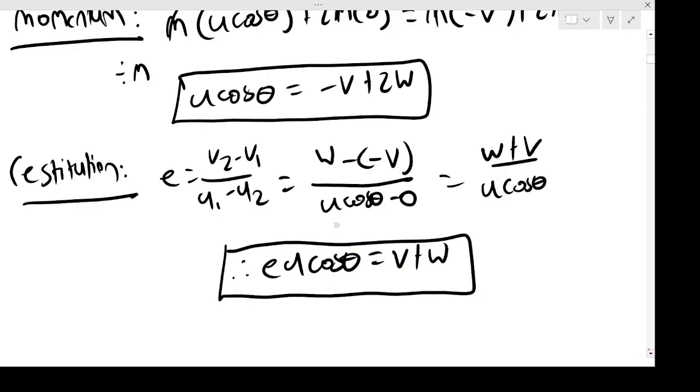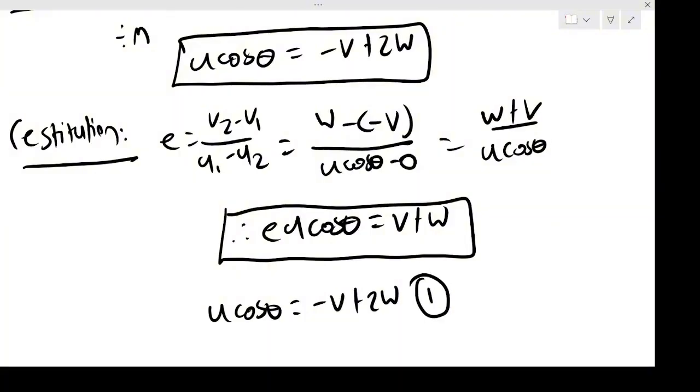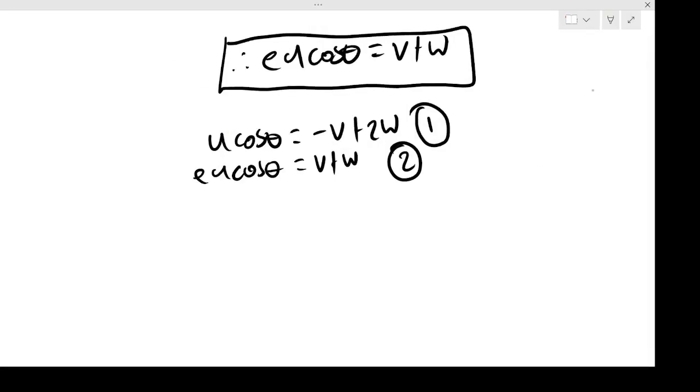Now, it looks ugly, we have thetas, u's and e's, but again, it's just simultaneous equations. It's going to be a bit more algebraic, but it's the same sort of process. So I have u cos theta equals minus v add 2w, and I also have eu cos theta equals v add w. There are probably many shortcuts, but if we do the standard way, let's rearrange the second one. I get v to be eu cos theta minus w.